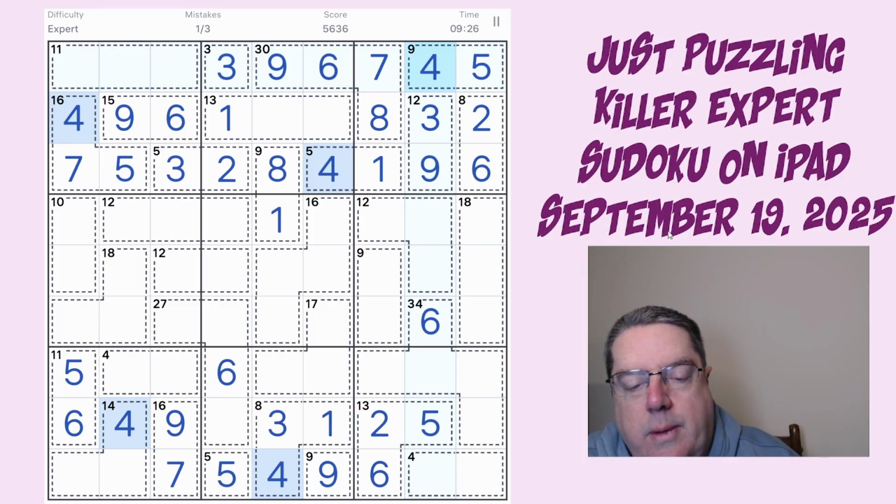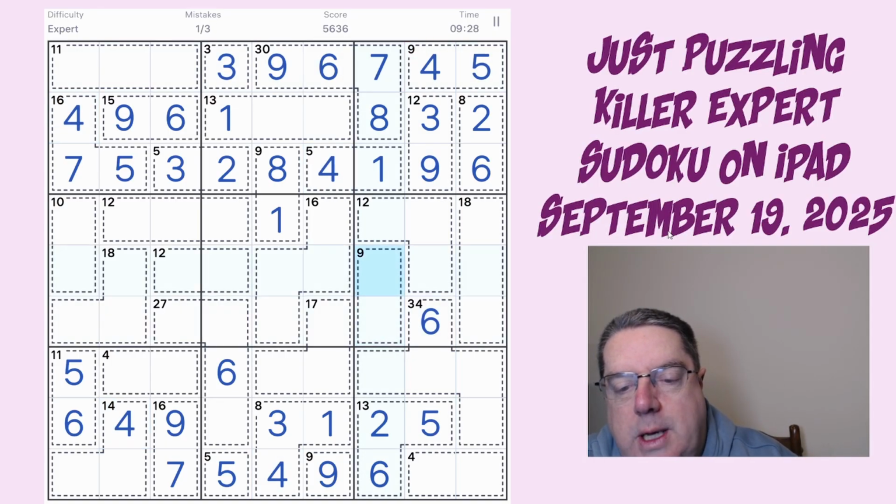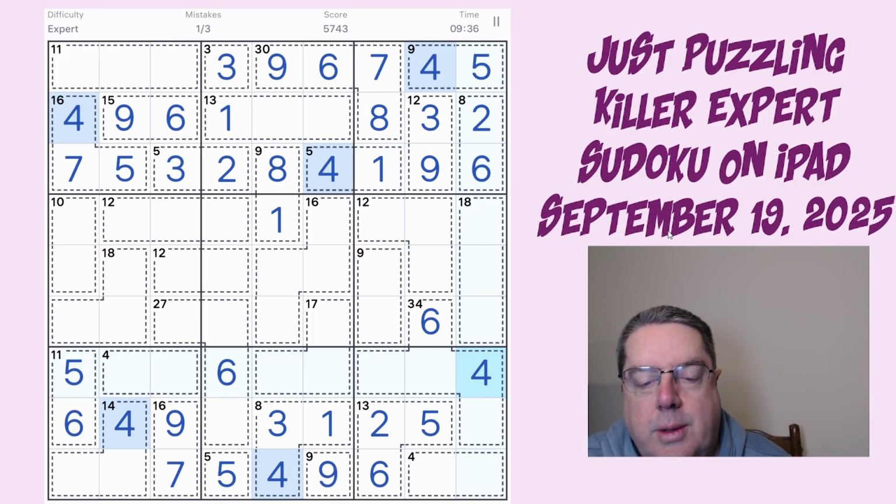So 4 and 5 here, 4 here, so 4 comes down here, 4 comes down here, 4 comes across here, and 4 comes across here, so that's a 4. As I said, there's multiple ways to actually solve this, so there's the mathematical way plus also the Sudoku.